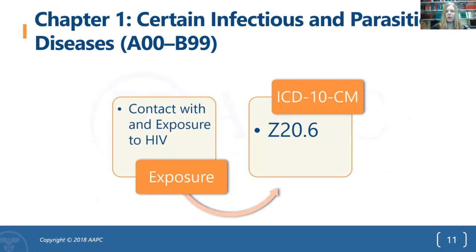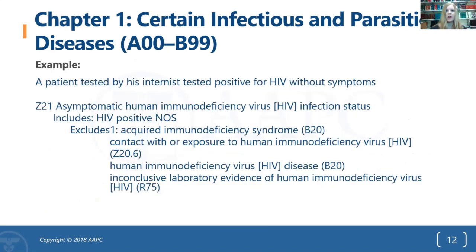To code contact with and exposure to HIV, you would assign code Z20.6. Depending on your specialty, you may see this come up more often, like if you have healthcare workers that are exposed during some sort of treatment. So here's an example. Patient is tested by his internist and was positive for HIV without symptoms. If you look at that Excludes1 note shown here, it lets you know you cannot code acquired immunodeficiency syndrome, contact with or exposure to HIV, HIV disease, or inconclusive laboratory evidence of HIV.